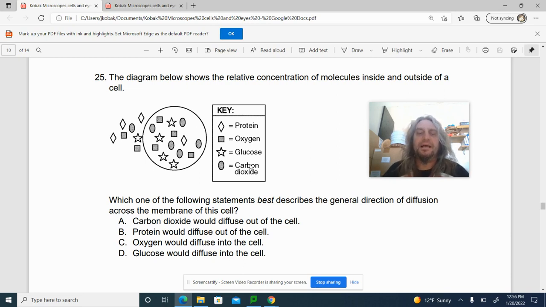A. Carbon dioxide would diffuse out of this cell. B. Protein would diffuse out of this cell. C. Oxygen would diffuse into this cell. D. Glucose would diffuse into this cell.